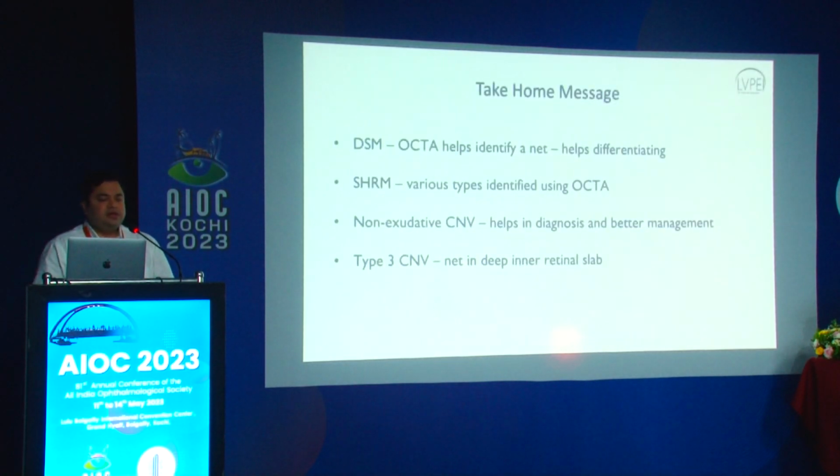Just the take home message quickly. OCT angio helps differentiate whether the fluid present in dome shaped maculopathy is related to CNV or not. SHRM, the various types, can be identified through the various artifacts on the OCT angio. For non-exudative CNV, OCTA helps us identify it early, diagnose early, and get a better response. And type 3 CNV, or the RAP lesion, is seen in the deep inner retinal slab. Thank you so much.